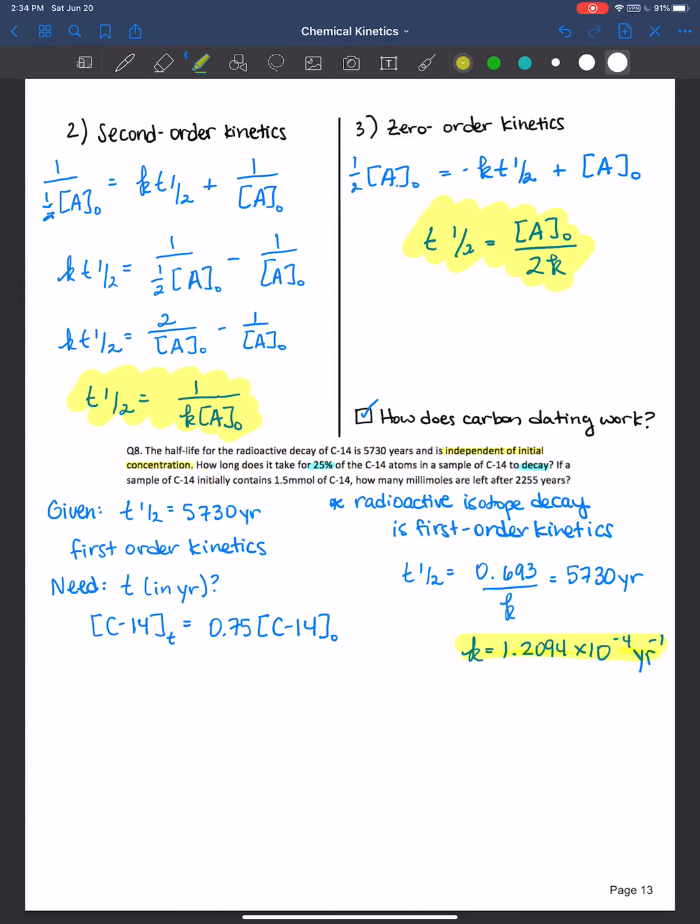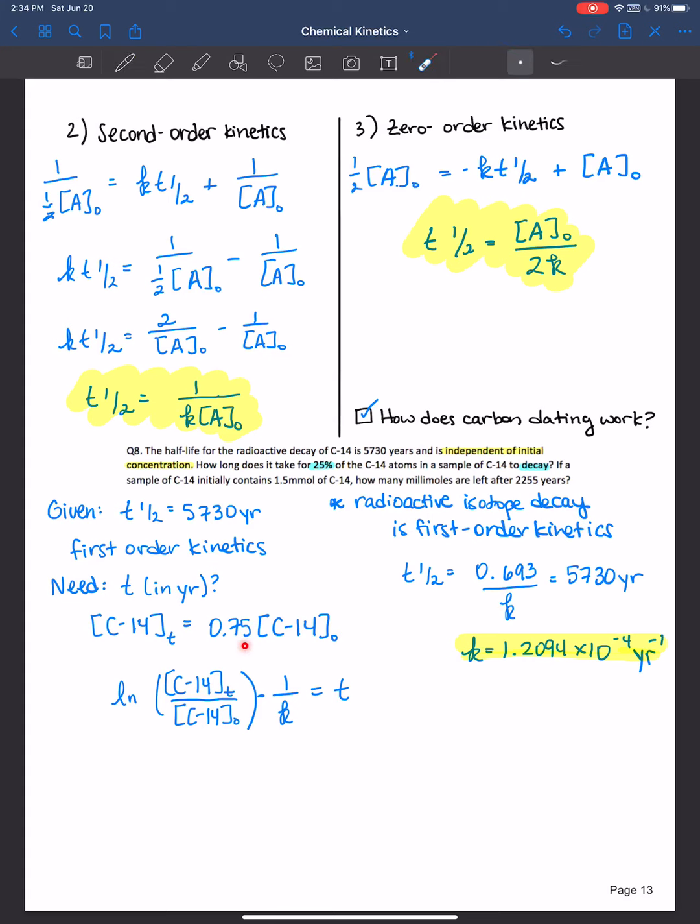All right, so then we're going to use our integrated rate law, because remember that tells us the concentration as a function of time. I'm going to use the rearranged one: concentration of carbon-14 over the initial. And if we rearrange it to solve for T, that's what we get.